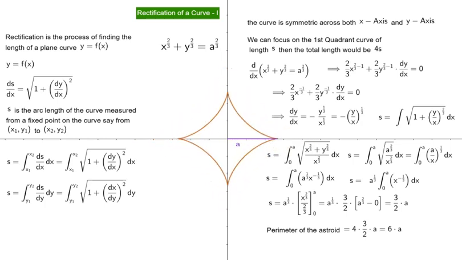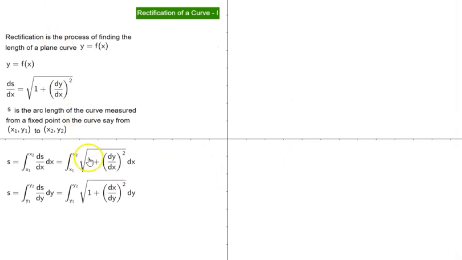Figure out the perimeter. So that was one example. Now let's look at another example. Okay, in the second example, let's take a circle.